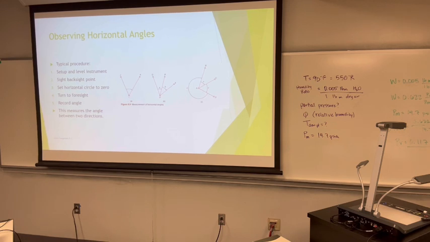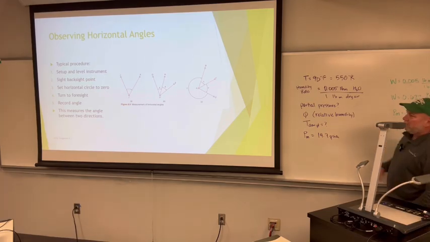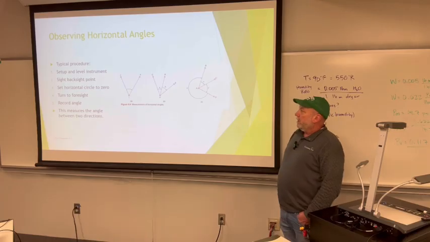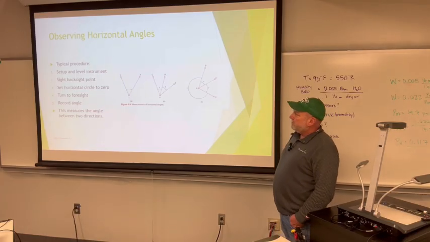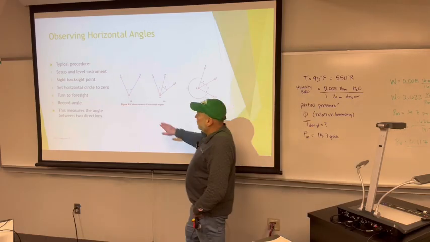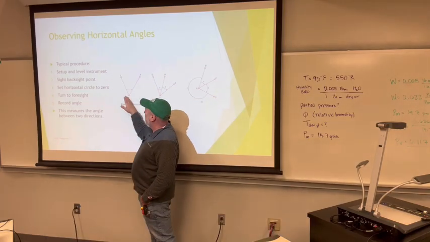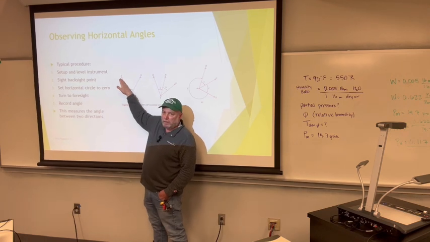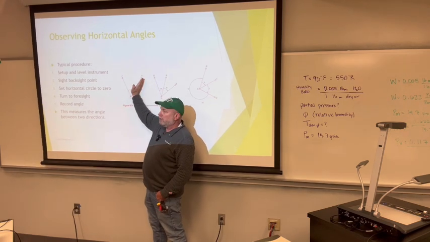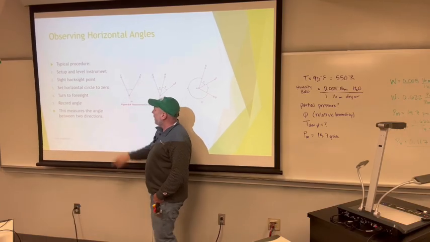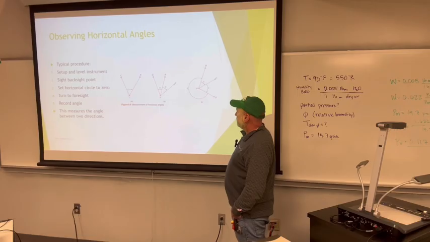Observing horizontal angles. A typical procedure, you set up and level your instrument. You sight your back sight point. You set your back sight as 0, establishing your baseline. You turn your angle to your foresight, record that angle. Instrument set up, I'm sighting my back sight. I want my angle to read 0. Everything off of this is going to read 0. Turn to my foresight and record that angular value.